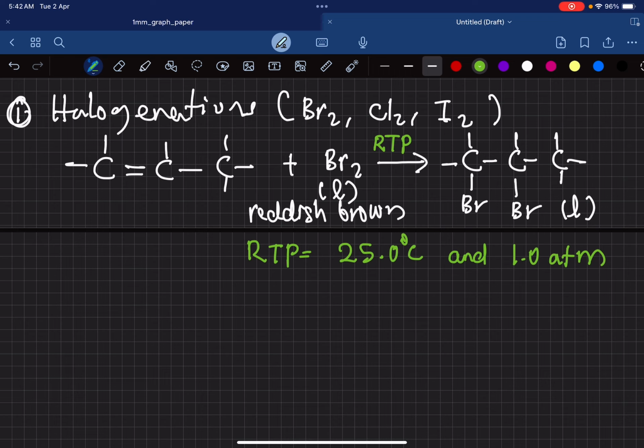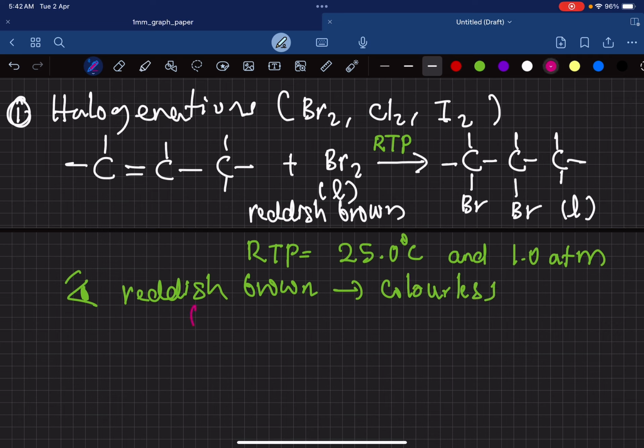So this reaction I just told you is the one which is used for testing. What you will observe is reddish brown becomes colorless. Okay, so this is a test for unsaturatedness, to test if something has double bonds in it.